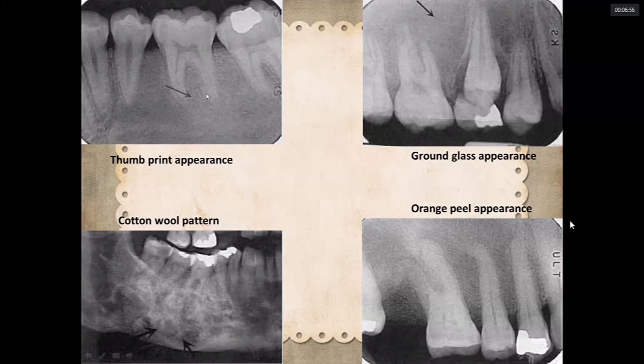So here you can see the thumbprint appearance in fibrous dysplasia. Similarly, here you can see the ground glass appearance. In this, there are flocules of radiopacity giving the appearance of a cotton wool pattern. And here in this picture, you can see the orange peel appearance. So these are the different internal appearances of the lesions.